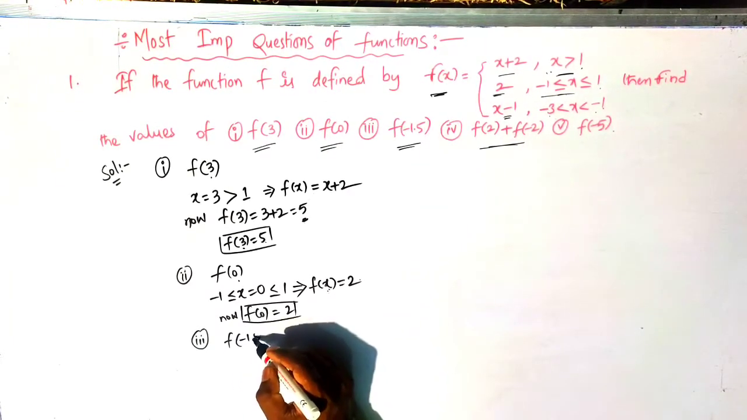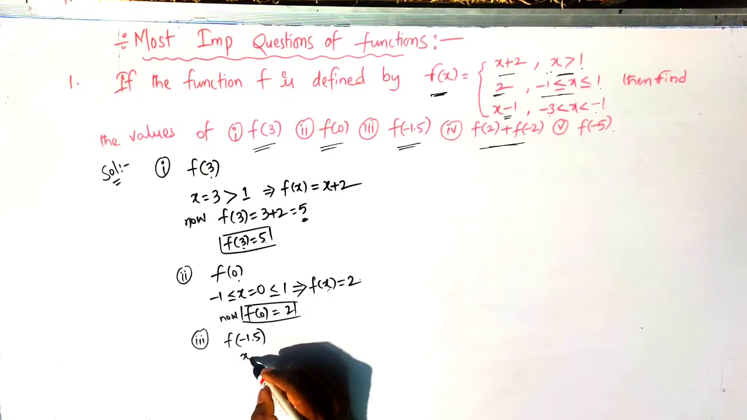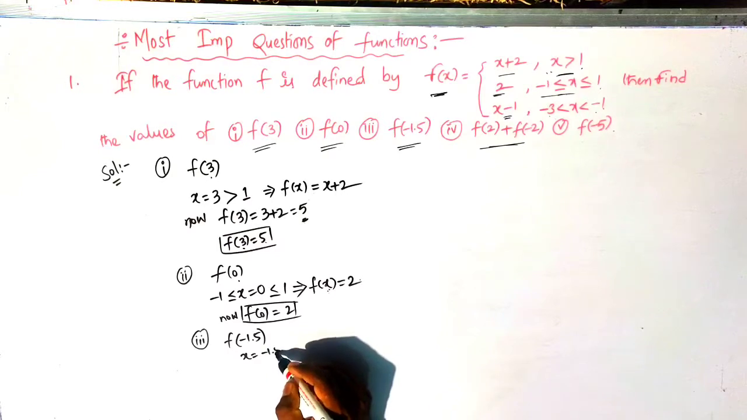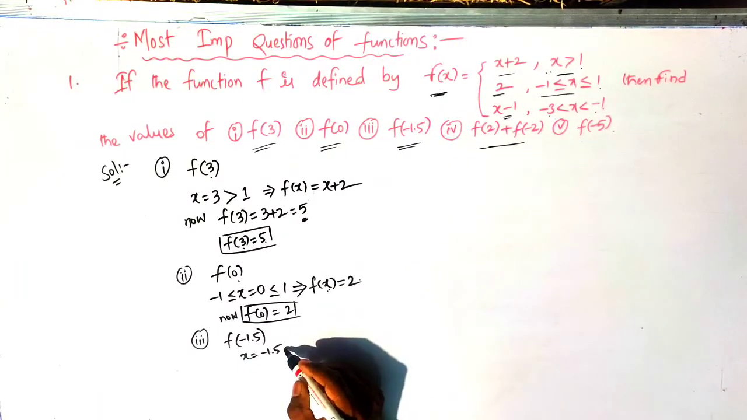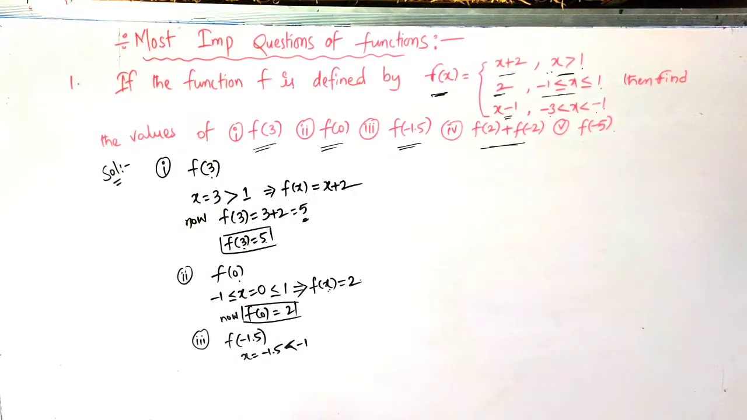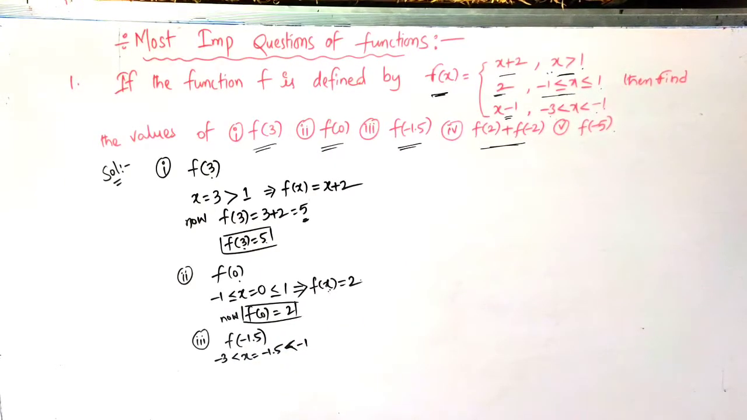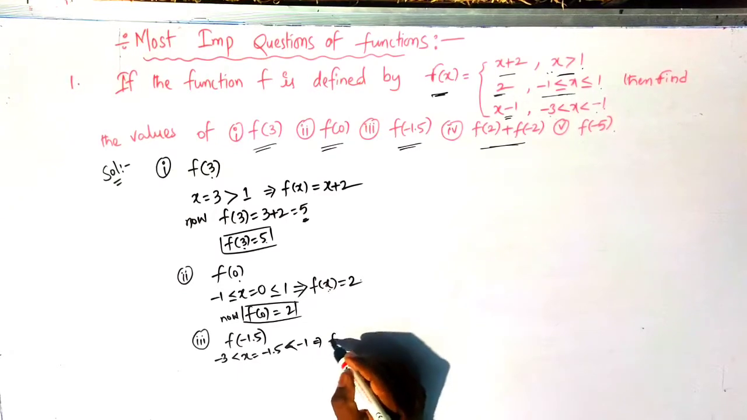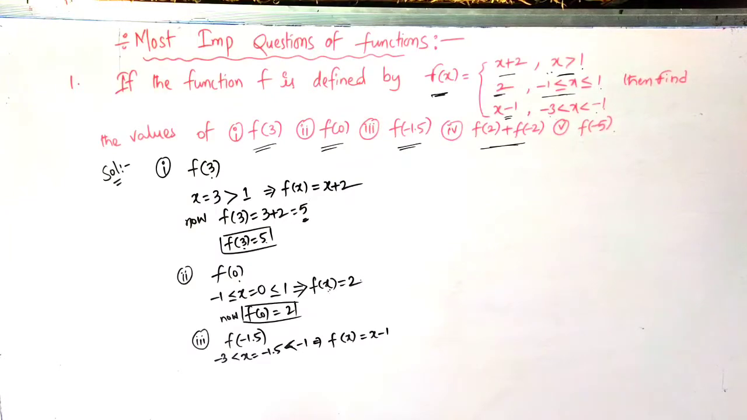F of minus 1.5. F of minus 1.5. So x equals, we take here minus 1.5. So that belongs to C here. Minus 1.5 is less than minus 1. Minus 1.5 is less than minus 1 and greater than minus 3. It is greater than minus 3 and less than minus 1. That's why it belongs to the third one. So that's why what we take here, f of x equals x minus 1 we take here.